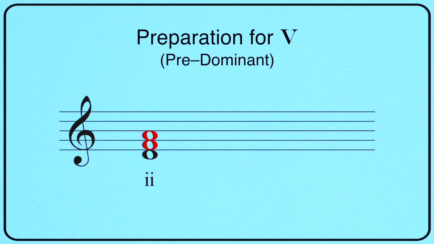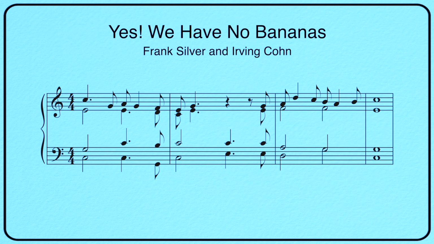We'll begin with the 2 chord, the supertonic. How do you like them bananas? Notice the authentic cadence at the end, 5-7 to 1. But right before that, the music goes to the 2 chord.